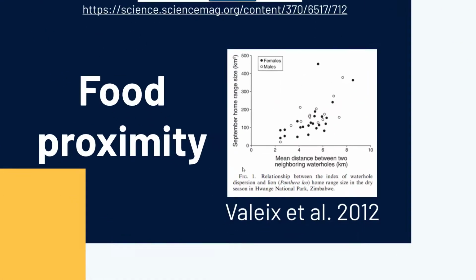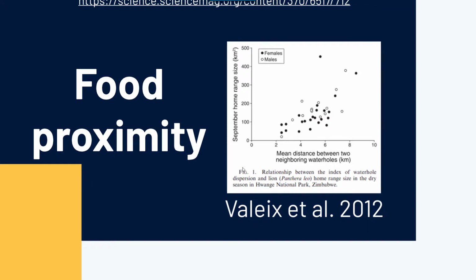Food proximity is another important factor. In this study by Velix, 2012, they looked at the relationship between water hole dispersion, where prey are likely to be present, and the lion home range size. We can see on the x-axis that as the mean distance between two neighboring water holes increased, the September home range size of the lions increased. So with larger distances between watering holes, there's a greater distribution of the prey, and thus the lions have to follow that prey.